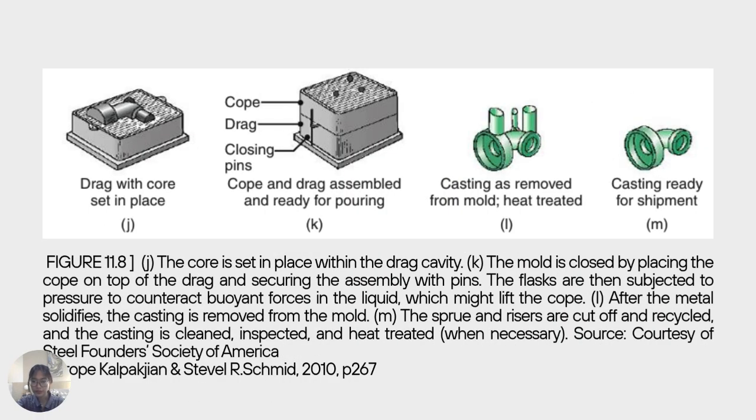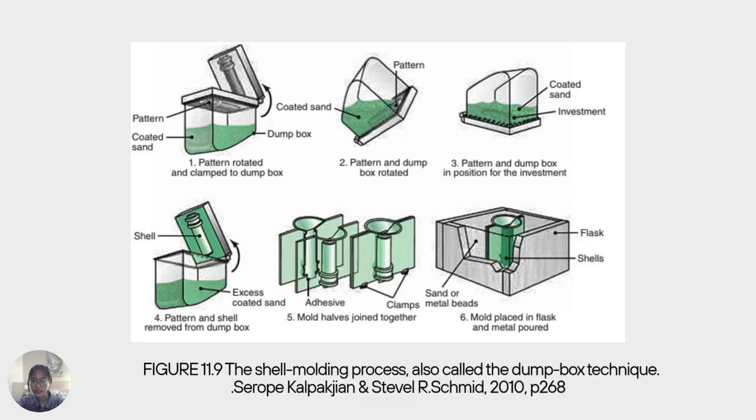Now once all of that is completed, the core is set in place with the drag cavity, and the mold is closed by placing the cope on top of the drag and securing the assembly with pins. The flasks are then subjected to pressure to counteract buoyant forces in the liquid, which might lift the cope. After the metal solidifies, the casting is removed from the mold. The sprue and risers are cut off and recycled, and the casting is then cleaned, inspected, and heat treated if it is necessary. This is the shell molding process, also called the dump box technique.